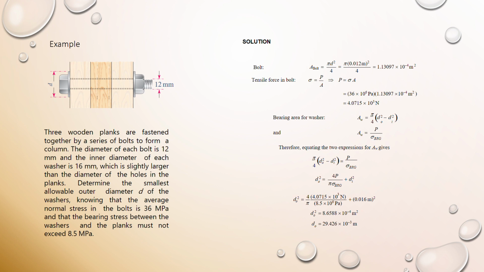Find the smallest allowable outer diameter of the washer, knowing the average normal stress. Here you have normal stress and the bearing stress, not the shear stress. On the washer, one is on the washer and the other one is on the bolt. So this is the solution that I've given, so you just take a look at it. This part here you have to take a look at on your own. We continue next lesson or next slide.